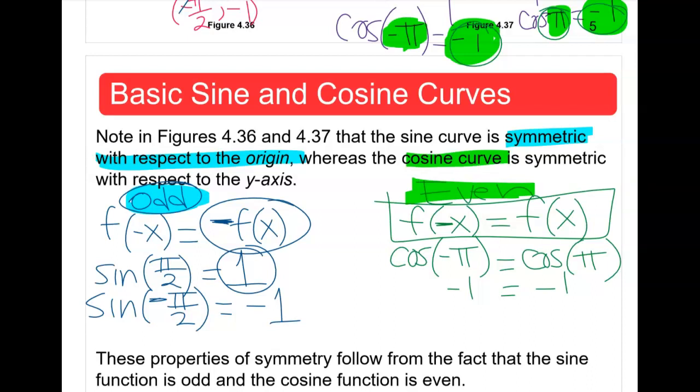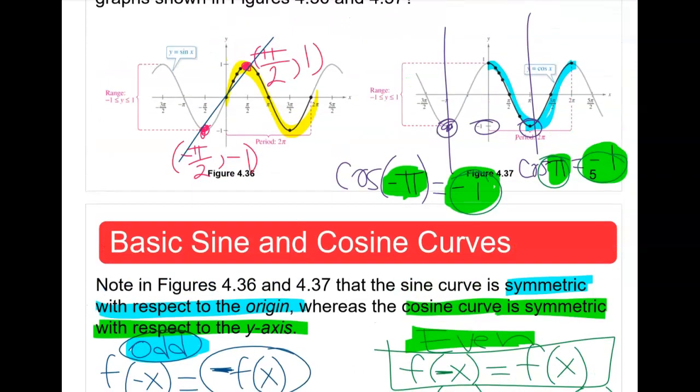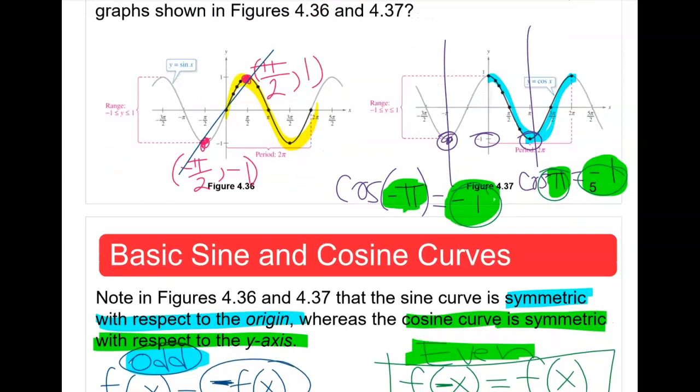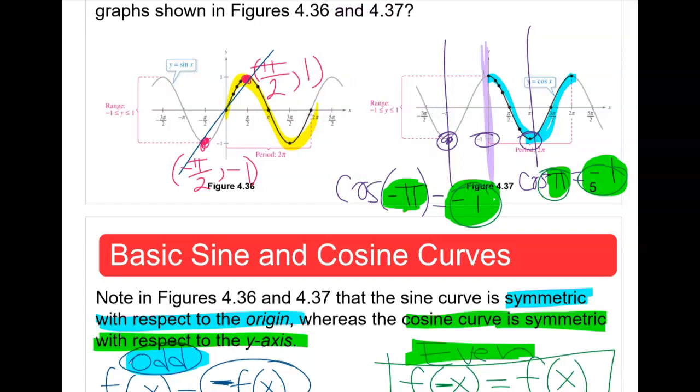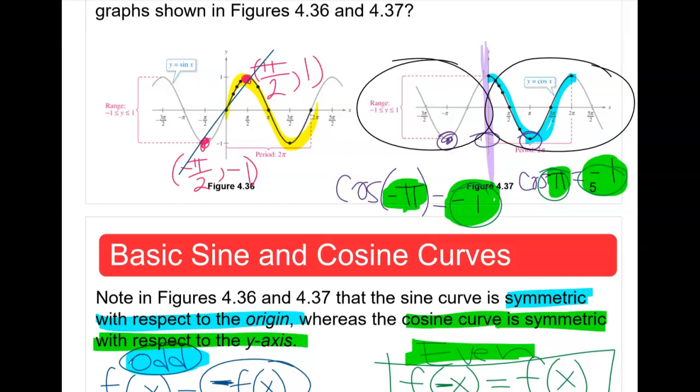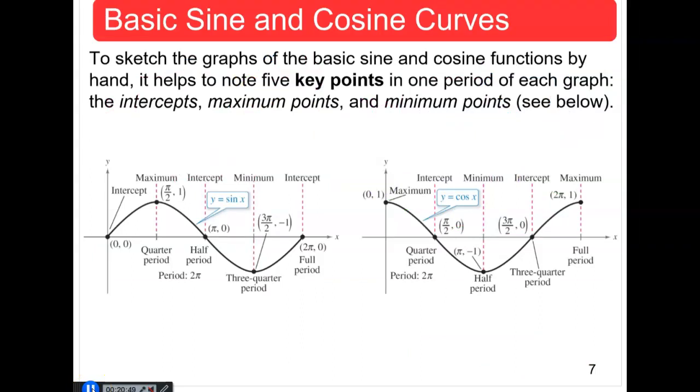Functions that are even happen to be symmetric with respect to the y-axis. That is because it's kind of like the parabola: if you were to fold this graph across the y-axis, which is here, you will obtain the same on the right side of the y-axis and the left side. They will completely overlap. Let's review the basic sine and cosine curves or graphs.